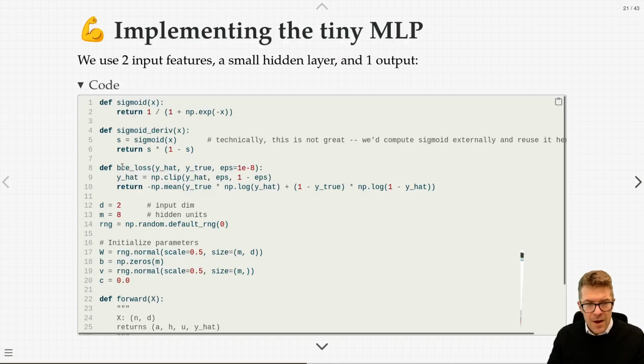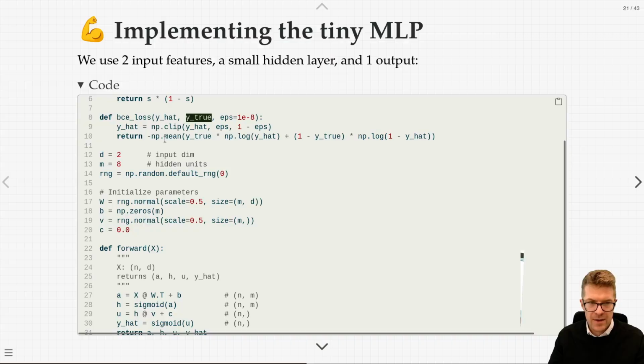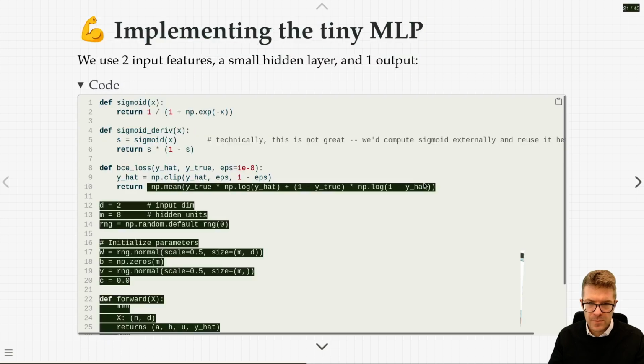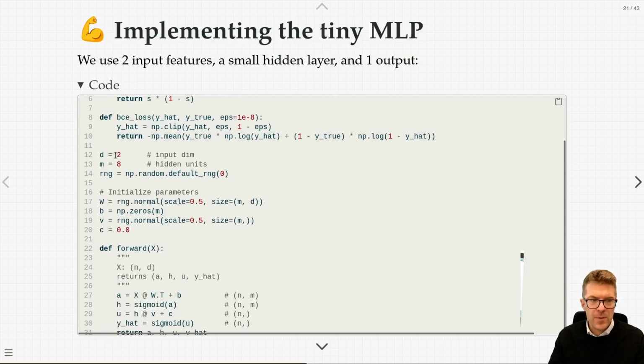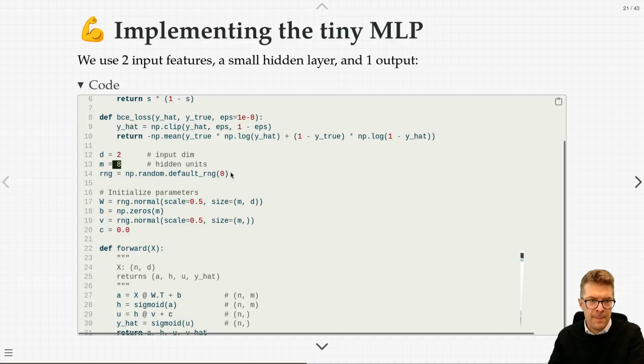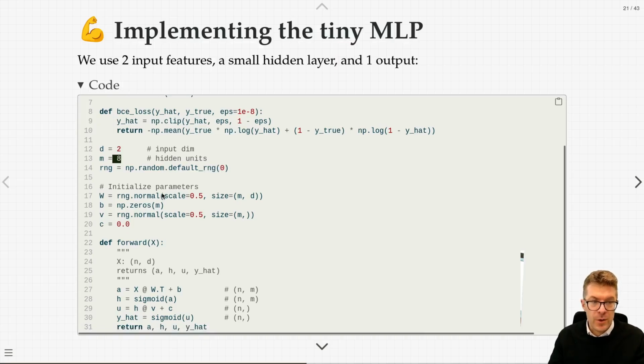But here, to keep things simple, we'll have to rerun the sigmoid within the derivative. We have our binary cross-entropy loss, which takes a prediction and a true value, and it returns the old familiar function, which we've seen several times. We have the input dimensionality, which is 2, like the moon data, which is 2-dimensional. We'll have 8 hidden units. We're initializing our parameters. So W and V are initially going to be sampled from the normal distribution. The biases B and C are just going to be zeros, a vector in the former case and just the scalar 0 in the latter case.